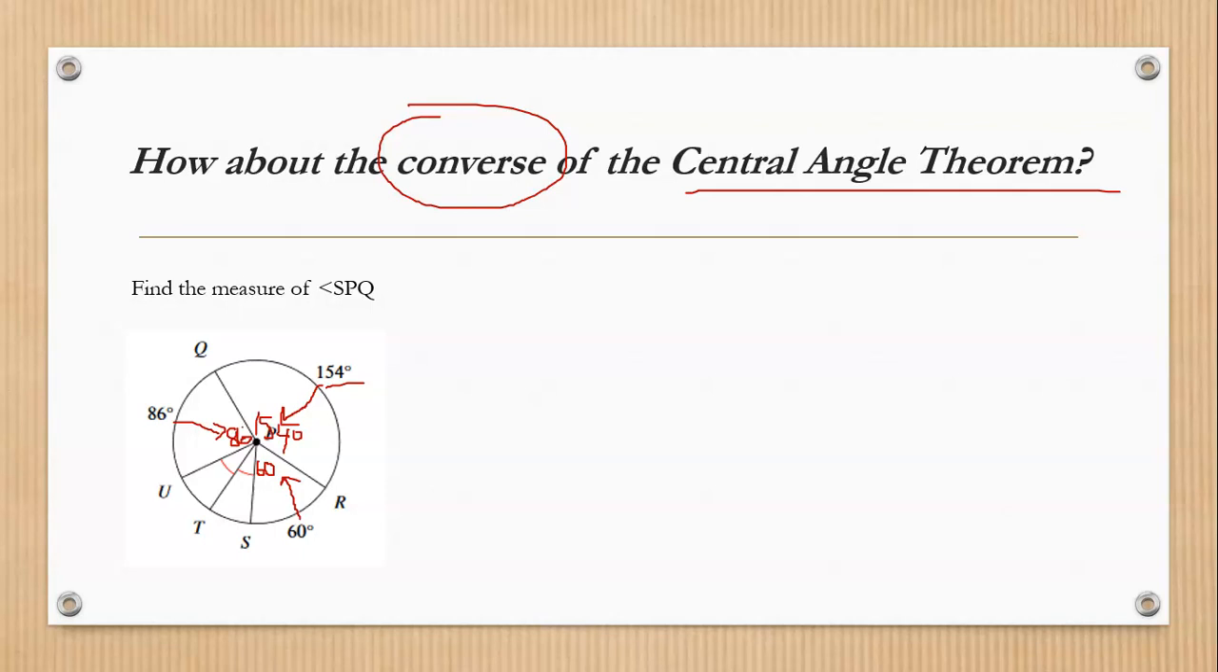Where's P? Oh, there is no P. Oh, it's on the inside. I see it. I covered it up. SPQ. There we go. P is the center of that angle, the center of that circle. So they want us to find S to P to Q.